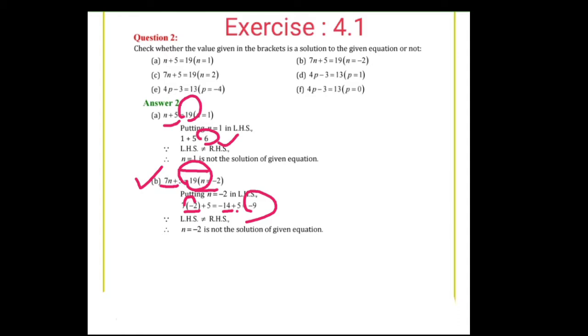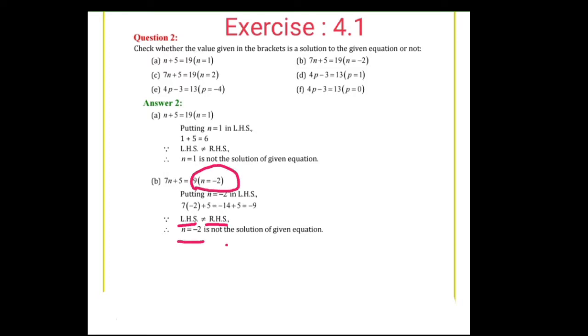It means both are not equal. So LHS not equals RHS. So n equals minus 2 is not a solution of the given equation.